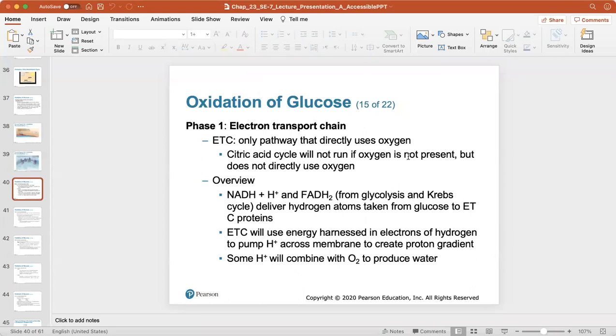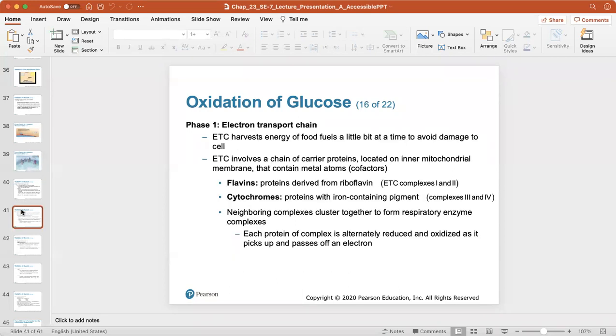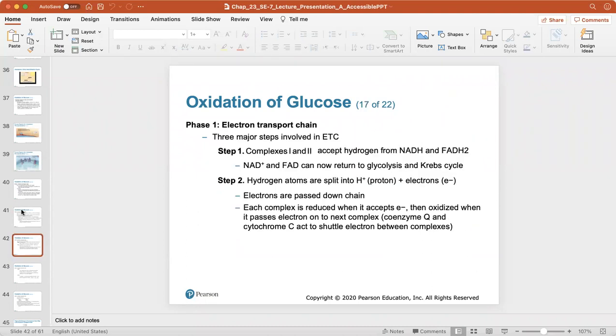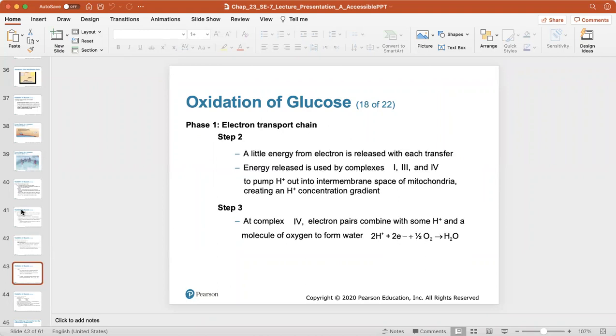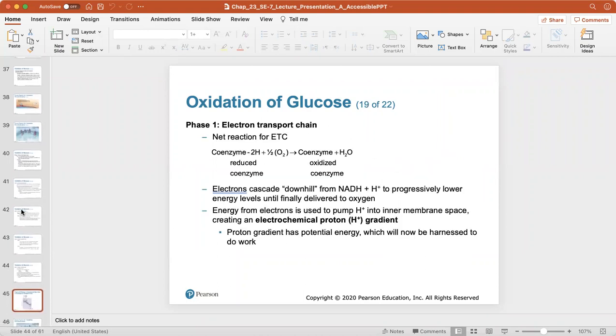An overview is that the NADH plus H plus and FADH2, both coming from glycolysis and the Krebs cycle, are delivering their hydrogen atoms from glucose to the electron transport chain proteins. The electron transport chain will then use the energy harnessed in the electrons of the hydrogen to pump those hydrogens across the membrane to create this proton gradient. Some hydrogens will combine with oxygen to produce water. I'm going to let you read through the different phases, but each phase explains how we're basically just pumping the protons across the membrane to create this gradient.